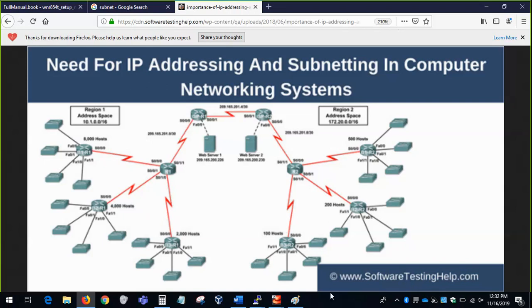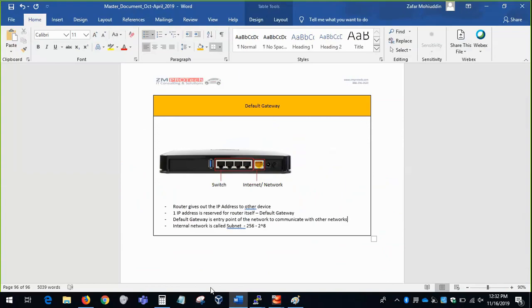Yeah, you're right. Okay. So if this item is not a router, if this is a switch, then this will be just adding additional ports here. It's doing nothing but adding additional ports here. I'll show you in a minute. Okay, so the default gateway is the entry point of a network to communicate with other networks.